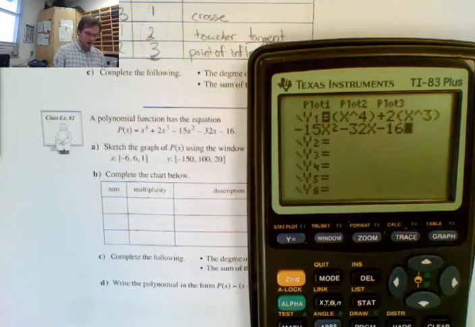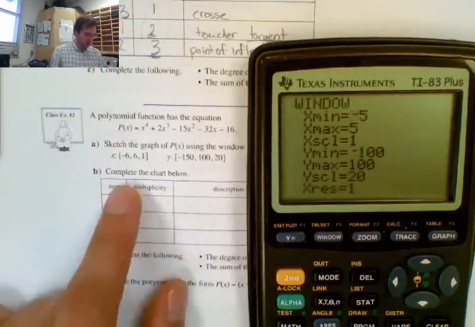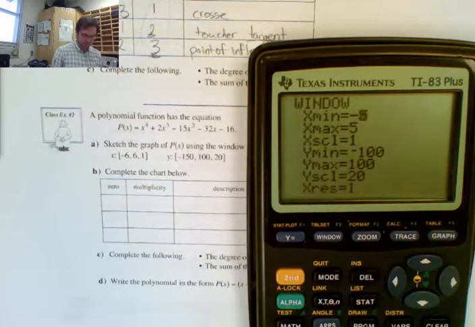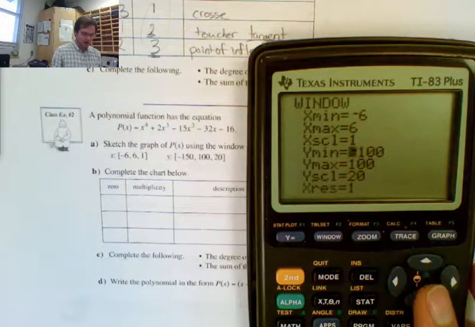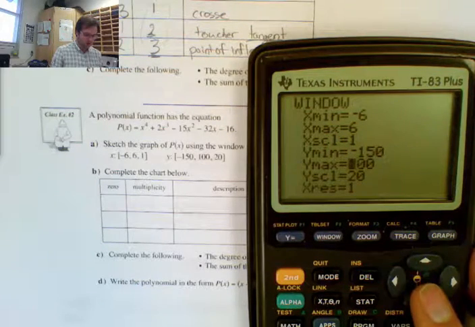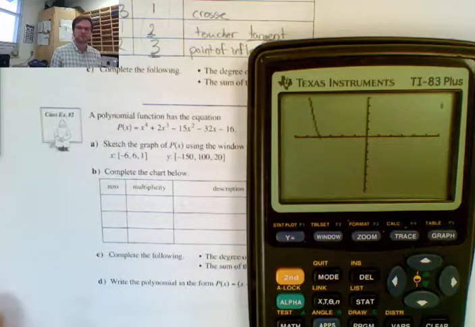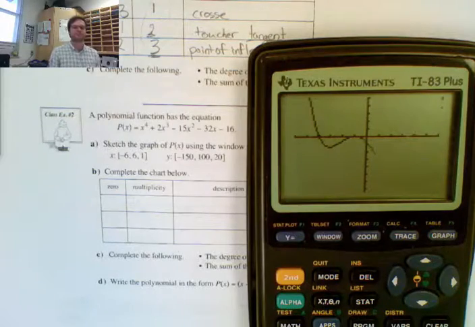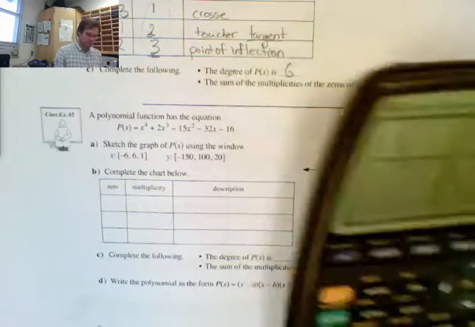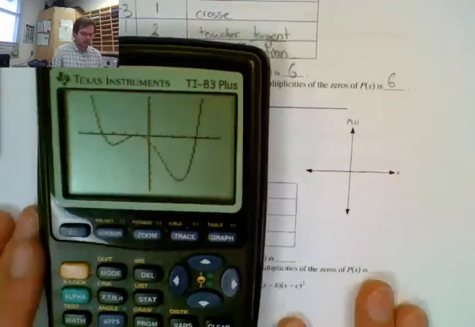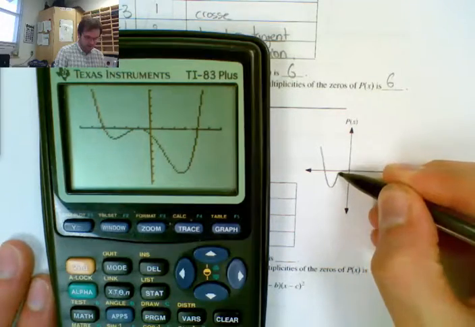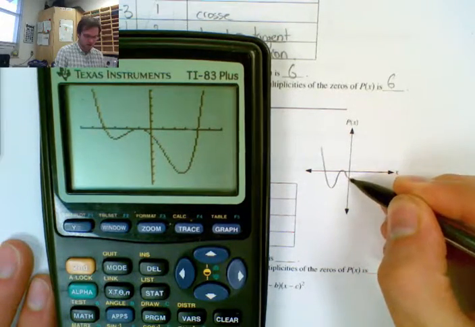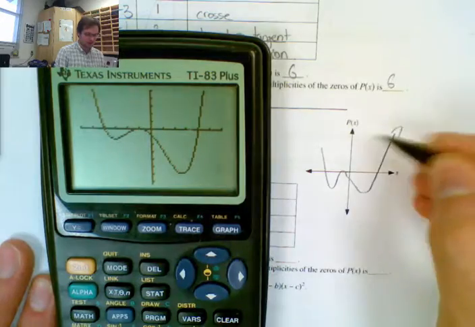Okay, now we go to my window. My x min is negative 6. Whoops, I put subtract 6. My x max is positive 6, scale of 1. And here we're going to go to 150, negative 100, scale 20, and we're going to graph. So my graph is going to look something like that. Okay, so we can now somewhat sketch this on our diagram, and it looks like this. Then it touches, goes like that. We have a toucher there, and then it goes back up.